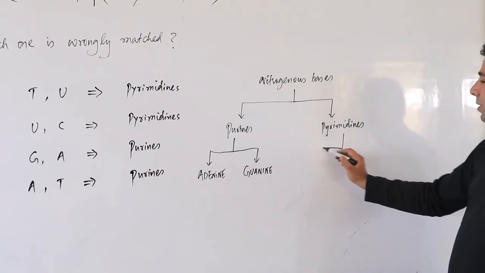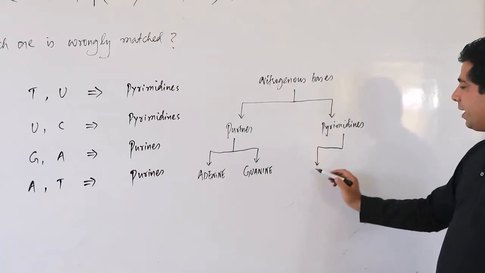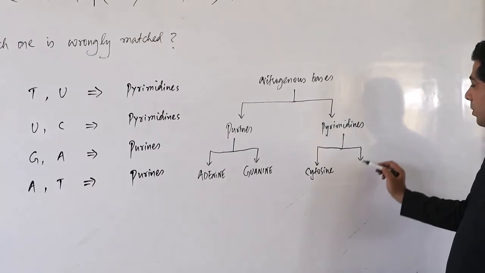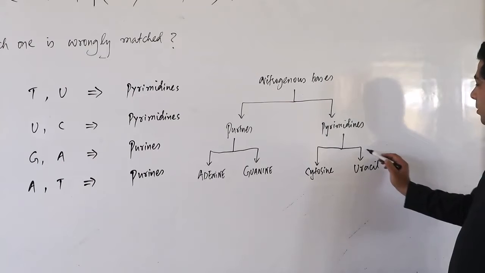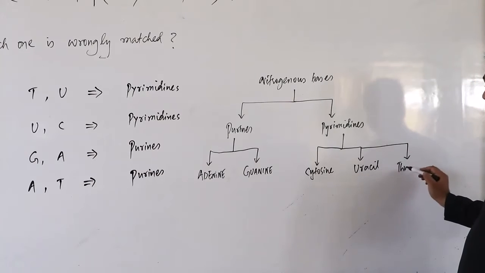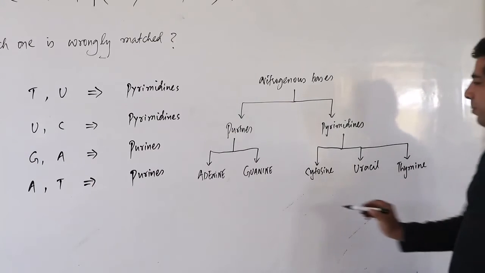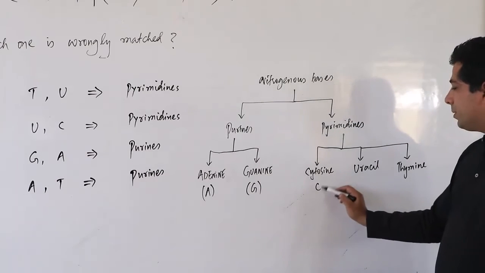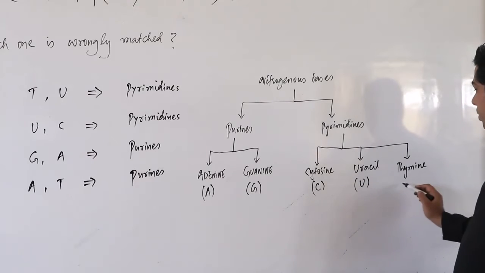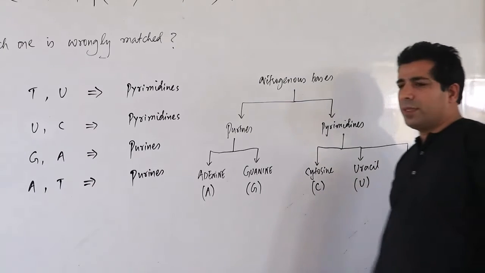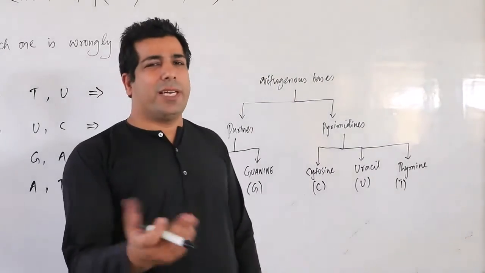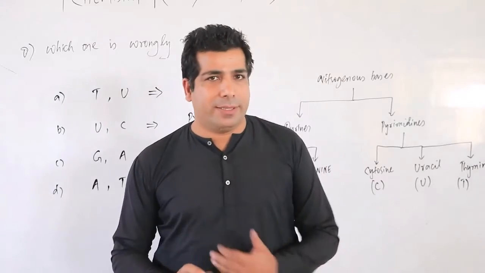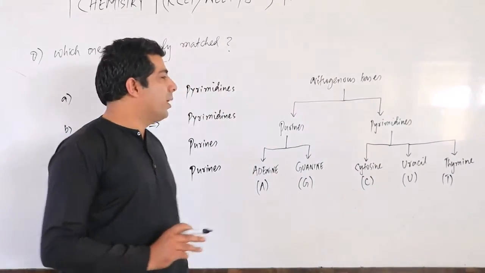And you are aware that in pyrimidines we will have cytosine, uracil and thymine. Let's represent it by A, this one as G, C, U and T. My dear friends, you can easily do it now. We have already done purines and pyrimidines. So have a look here and tell me the answer.